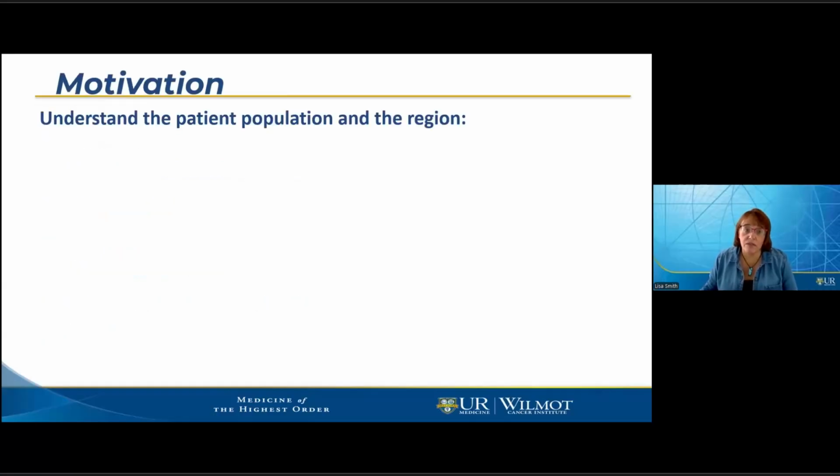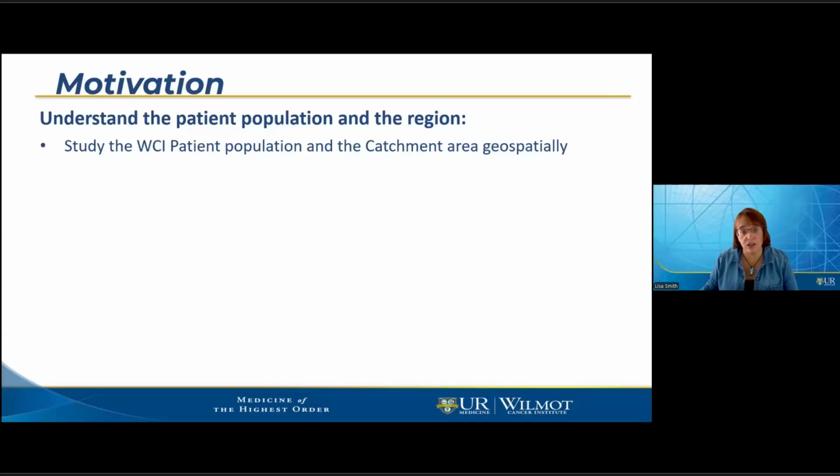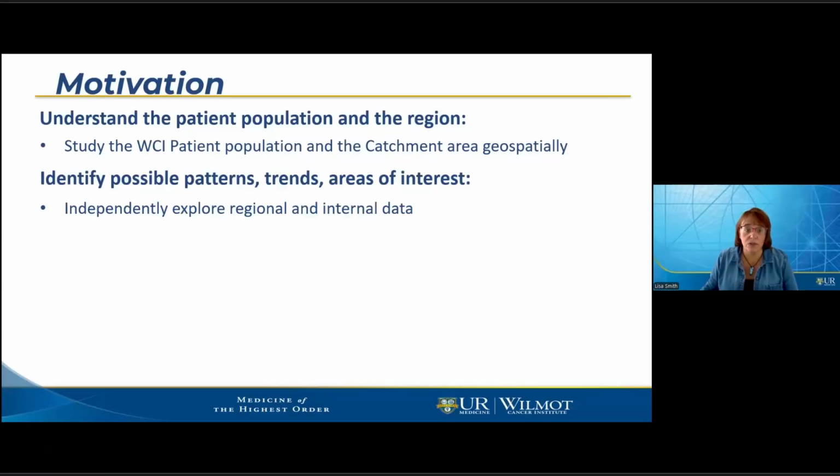The motivation for Canvas Snapshot came from the need to understand the patient population at Wilmot in the context of their region and identify possible patterns, trends, or areas of interest. Our goal was to enable users to independently explore multiple regional factors alongside live, validated Wilmot data from a geospatial perspective, and potentially aid in allocation of our limited resources.